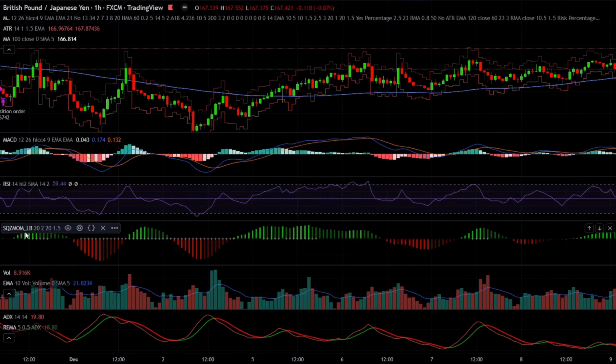Next up, with the squeeze momentum, we don't need to change any settings, so leave it as it is. On the EMA plus volume indicator, we already changed these settings, so we can move on. On the ADX, let's change some settings.